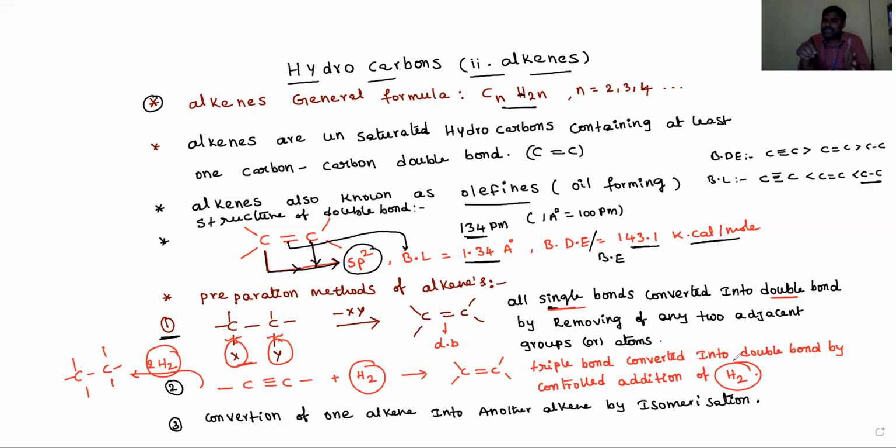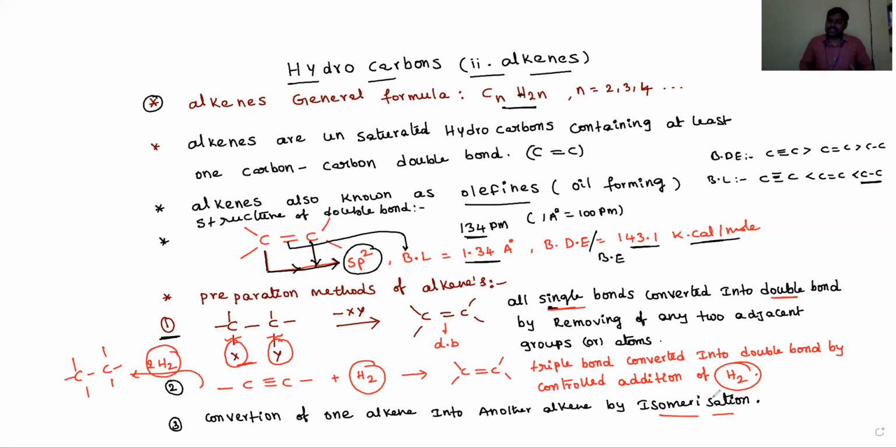Another important thing is conversion, where one alkene is converted into another alkene. That is called isomerization. If you heat one alkene, we will get another isomer of the alkene. Both reactants and products have the same molecular formula, but the double bond position changes. That's why the conversion of one alkene into another alkene is known as the isomerization method. So these are the different ways to prepare alkenes.